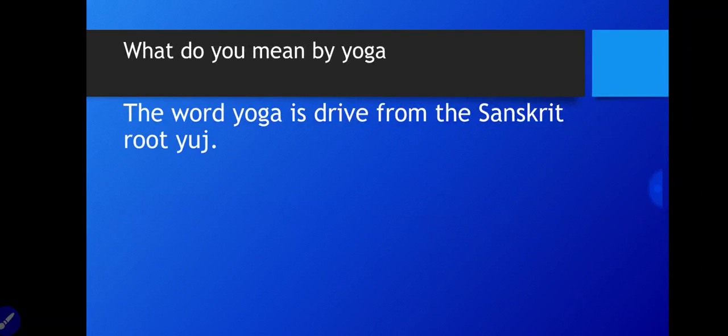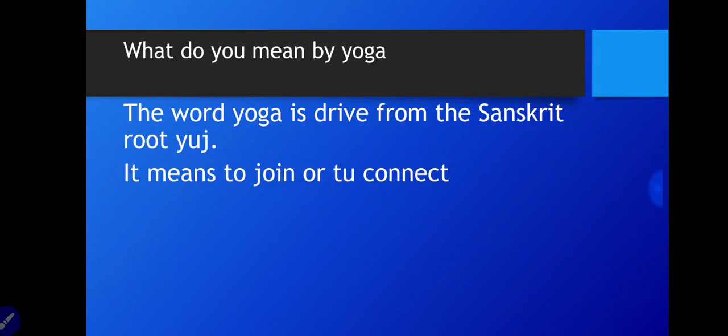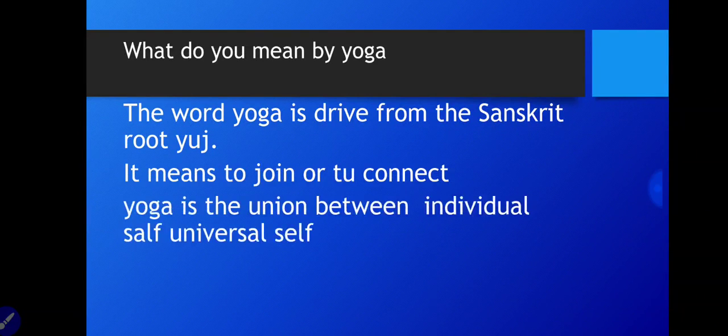The first question is, what do we mean by yoga? The word yoga is derived from the Sanskrit root word yuj. It means to join or to connect. Yoga is the union between the individual self and the universal self. Thus, self-discipline by controlling body and mind is called yoga. Yoga establishes oneness between the finite and the infinite, the microcosm and the macrocosm, the inner being and the supreme being.